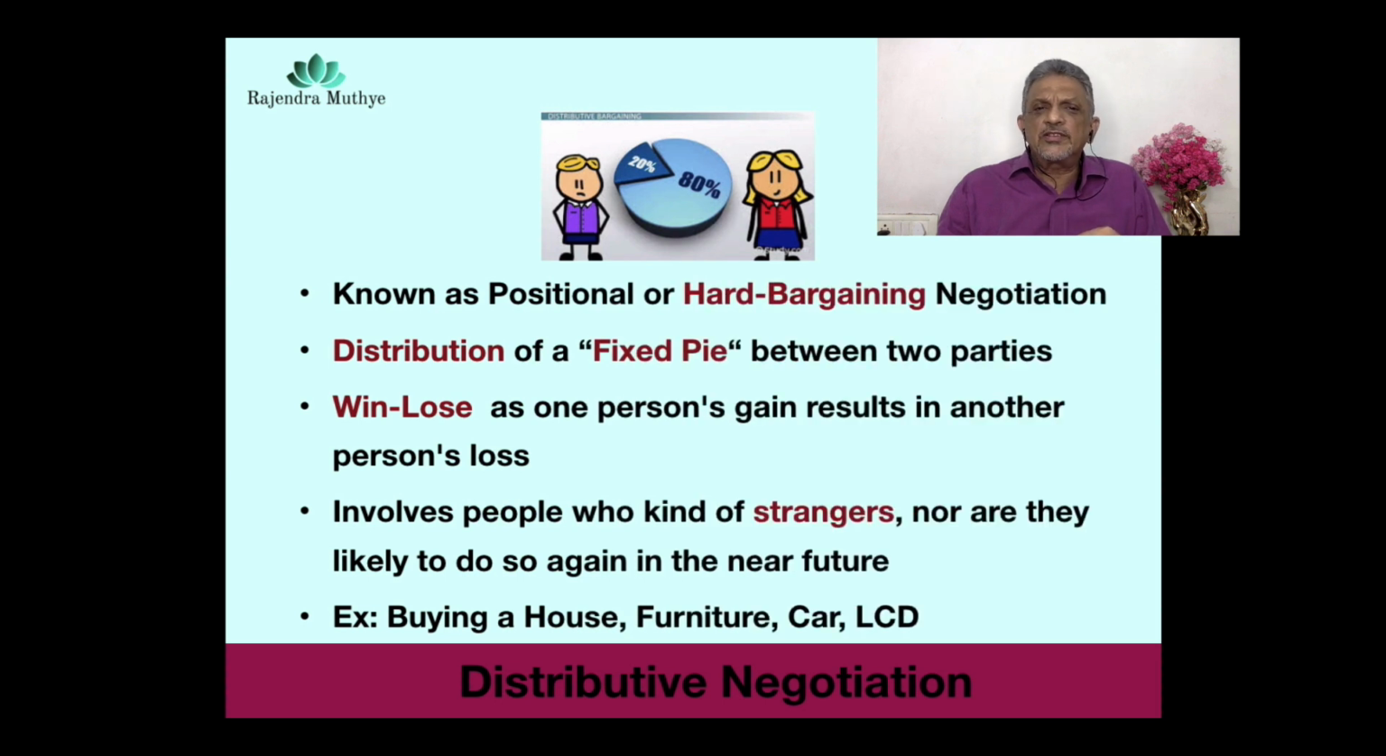So distributive is typically hard bargaining, a fixed pie, because one wins and the other loses. Typically, strangers are involved in this. Examples of distributive negotiations are the way we haggle in the market. Typically, bargaining is the strong point in this. You buy a car, you buy furniture, you buy anything. Wherever there is bargaining, strong, hard bargaining is involved, and the focus is more on winning. That is what distributive negotiations are.